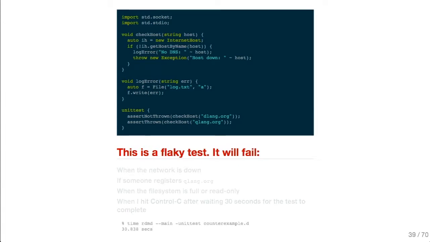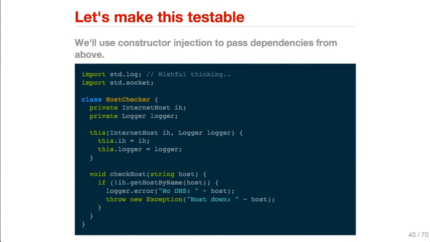So an example like this one, I tested this test. It actually takes 30.8 seconds to run. And that's because it has to time out many times waiting for DNS to fail. So let's talk about how we might make this testable.